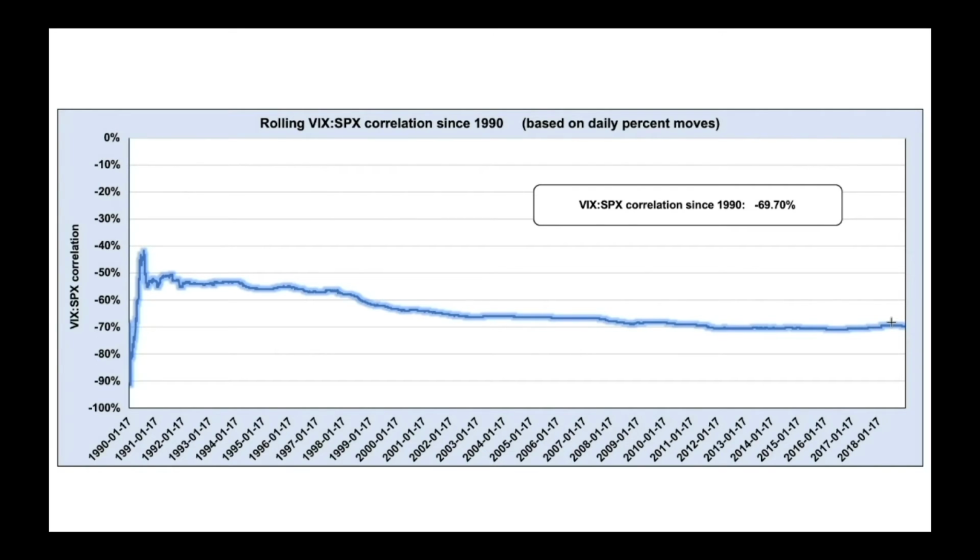But it is valuable to know that that's not necessarily the case. There are many periods, especially on a shorter time frame, where both of them move in tandem. The VIX and the S&P 500 can both go up, or they can both go down at the same time.